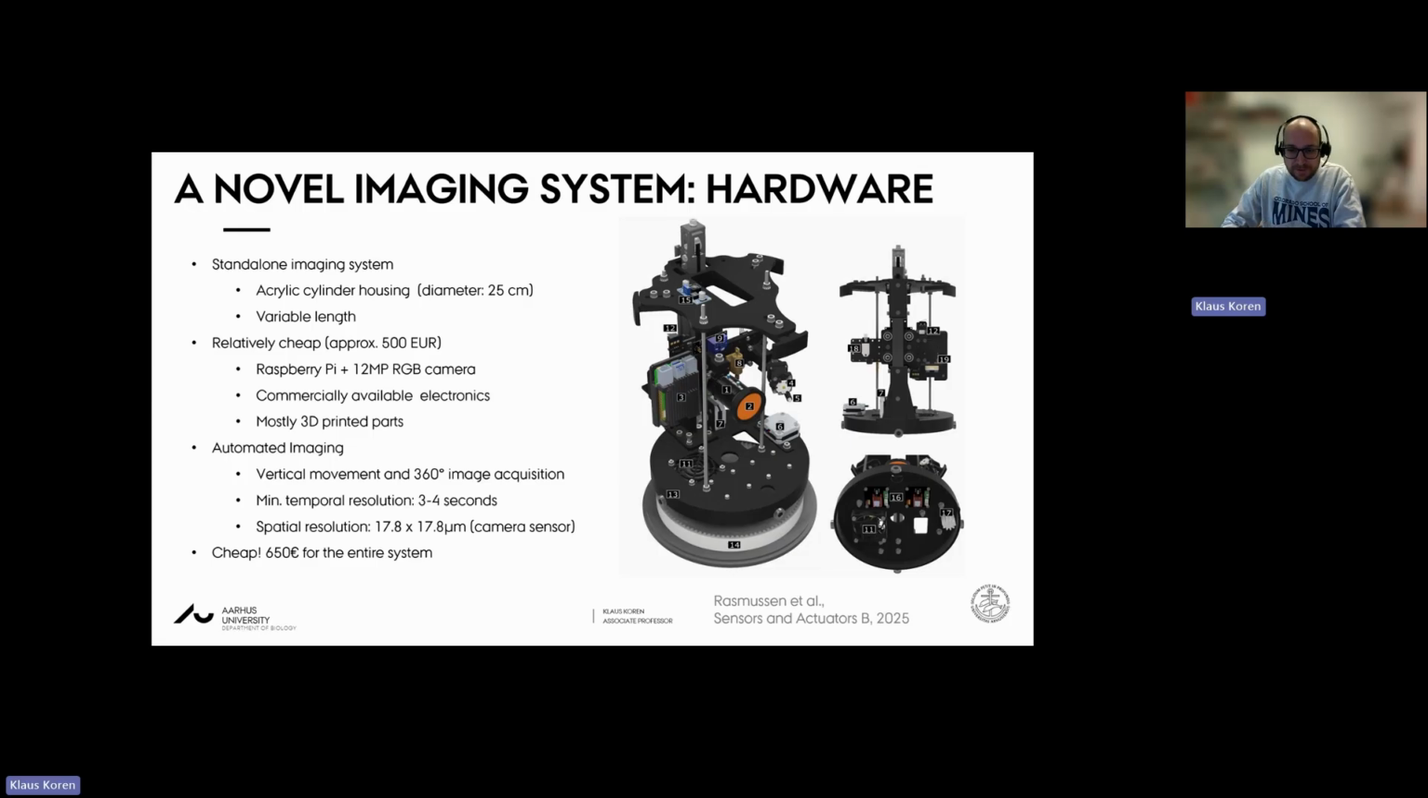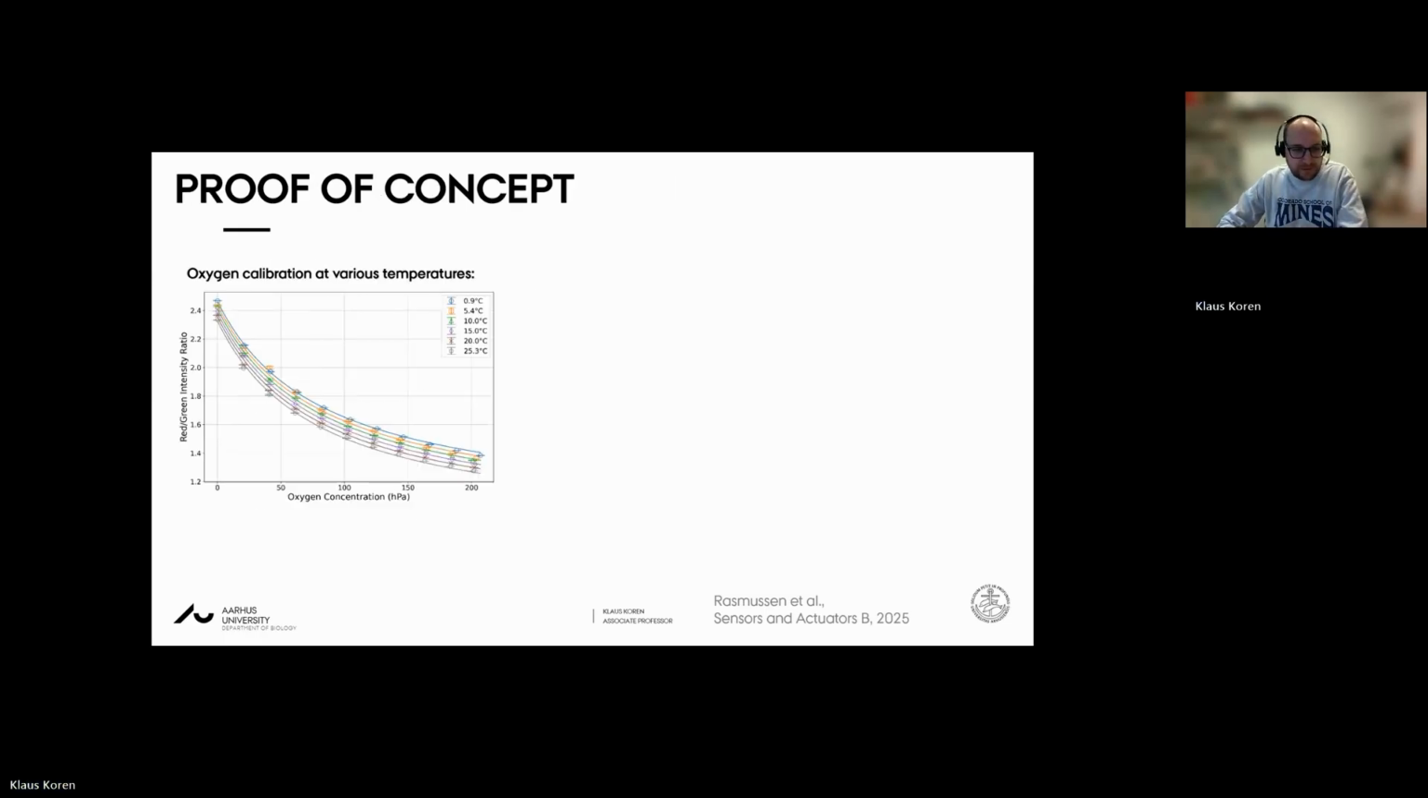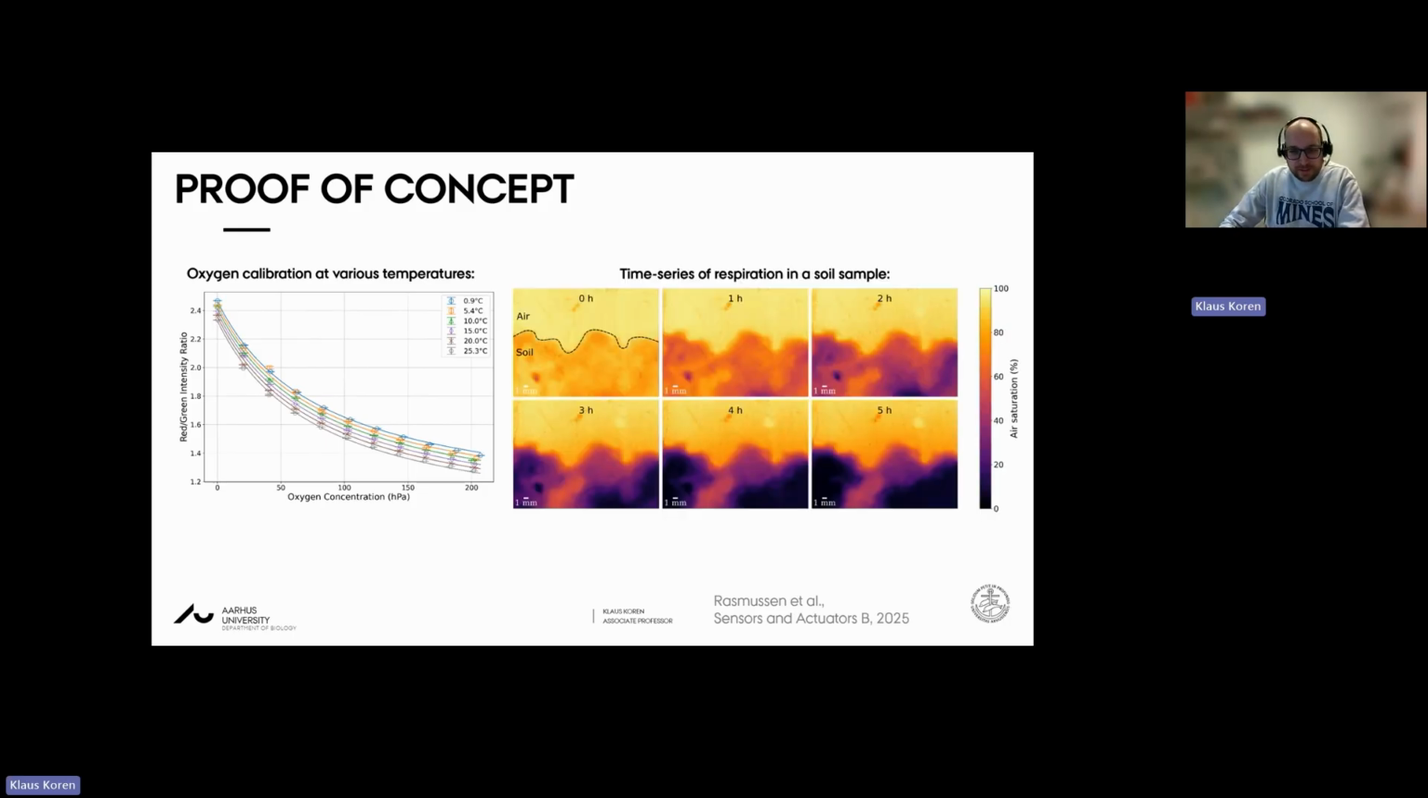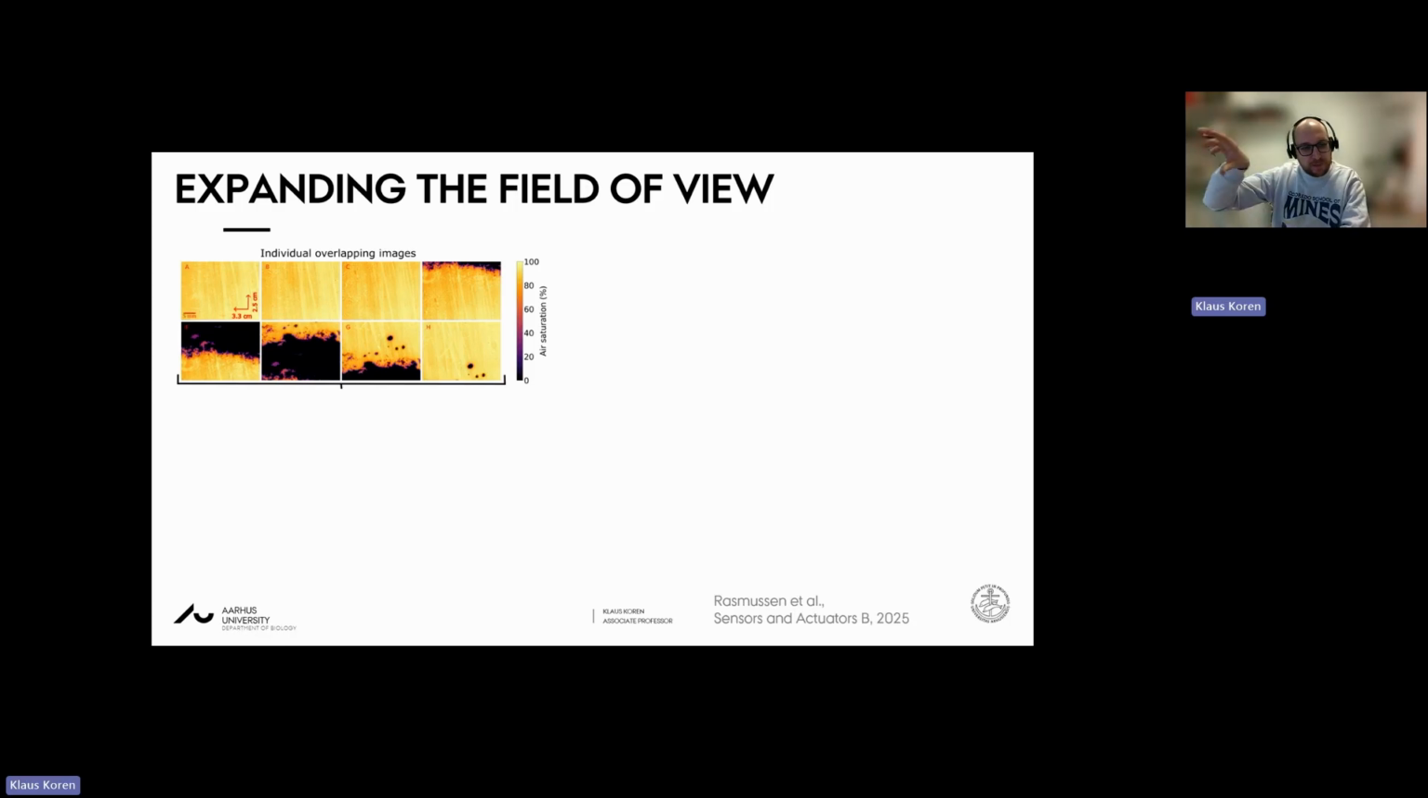And the whole system is well below €1,000, so it's quite cheap compared to other scientific equipment. Yes, of course, we checked it can measure oxygen concentrations, also at different temperatures. And here you can see we just checked it. If you put it in the soil and keep it in one position, we can see the dynamics of oxygen depletion. But we can also make the camera move around.